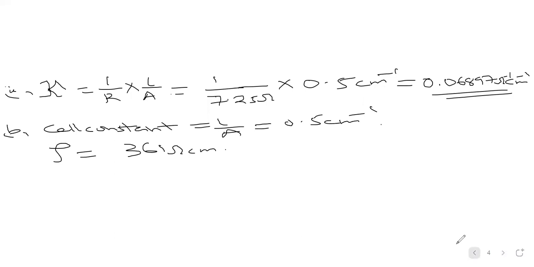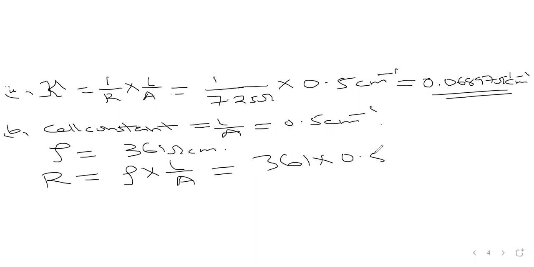And what are they asking us to calculate? They want us to get the resistance R. You know the formula for resistance. Resistance is resistivity times L over A, which is 361 times the cell constant. Okay, so that gives us 180.5 ohms. That is the resistance.